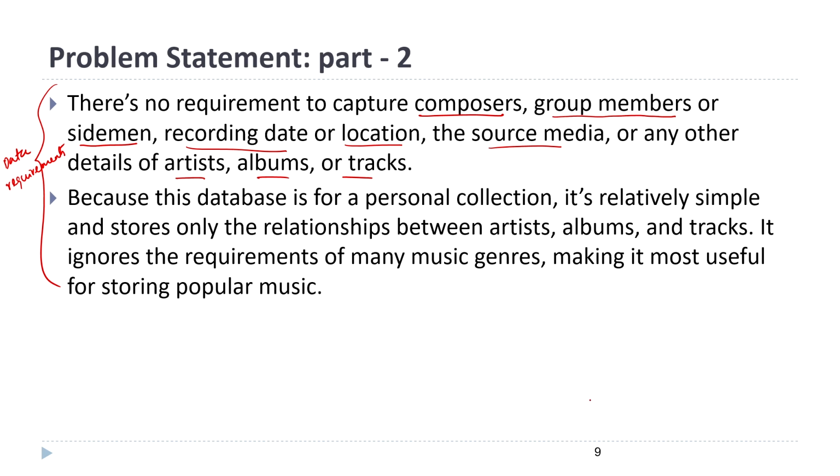So, it is important to note what to store, and it is also important to note what not to store. Now, why is this written here? Because this database is for personal collection, it is relatively simple and stores only the relationship between artists, albums and tracks. So, the three things we are interested in are artists, albums and tracks. It ignores the requirements of many music genres. Whether it is classical, pop, rock, all those kind of things do not matter. The main focus is storing the popular music of a particular individual. So, that is what the whole problem statement is.